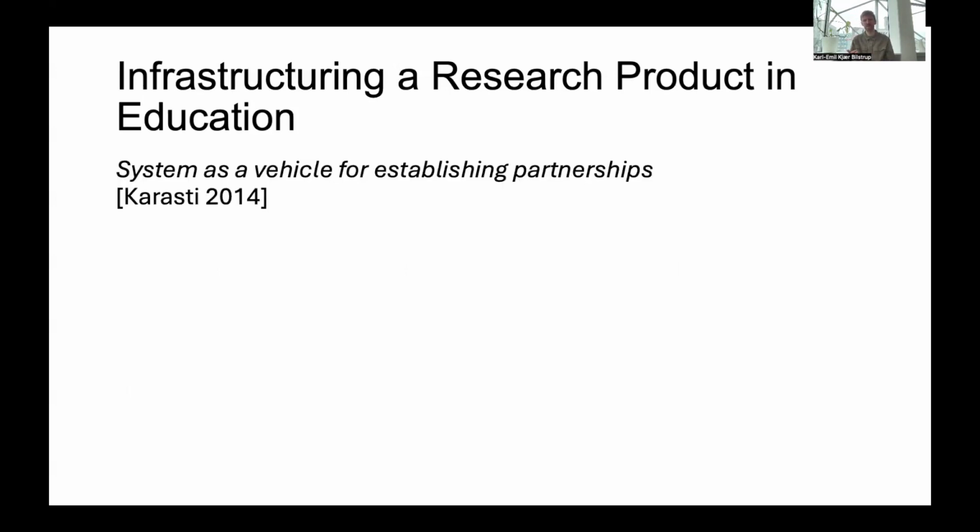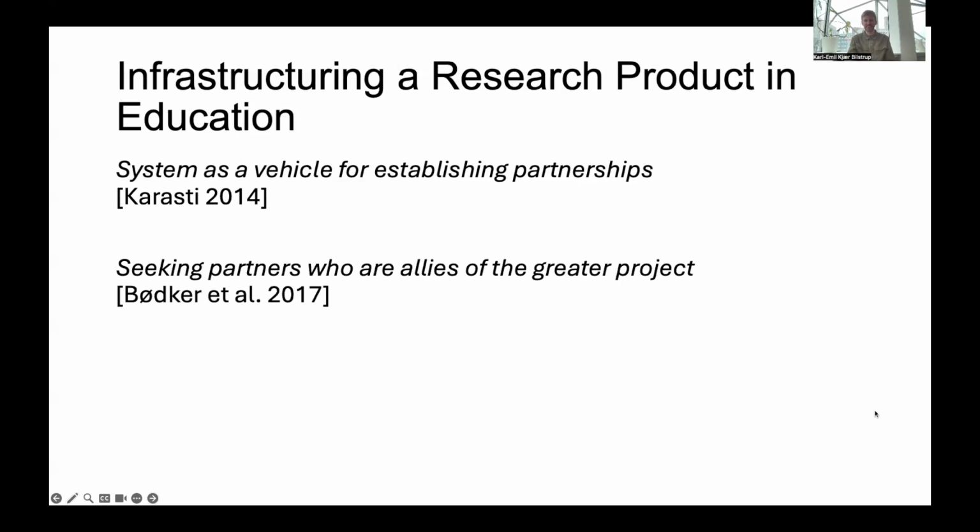First, use the system as a vehicle for establishing partnerships. We work through different research product qualities over time, starting with a prototype of mlmachine.org and shaping it into a research product. Thus, we made design decisions with a specific aim of engaging partners. Second, seek partners who are allies of the greater project. The successful partnerships in this project were established with partners who turned into allies, partners that shared the same overall motives but have competences and resources different from ours, which helped turn mlmachine.org into a research product.